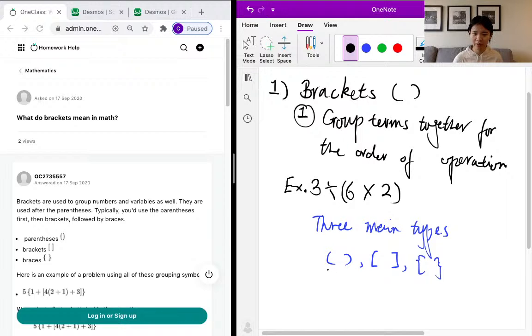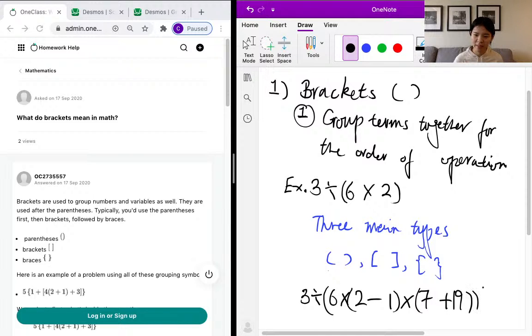All those brackets have the same function, which is grouping together terms for the order of operation, except for example, when you have a really complicated expression. For example, 3 times 2 divided by 6 minus 1 multiplied by 7 plus 19. If you're only using round brackets everywhere, it might seem a little messy. This is where the square brackets come in.